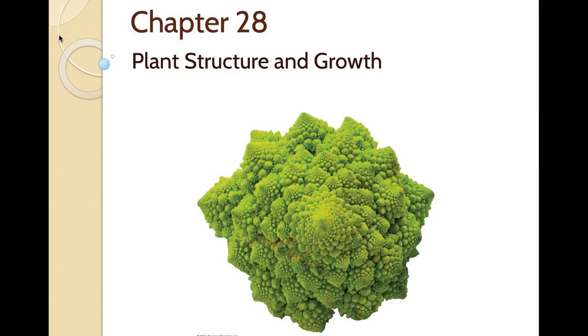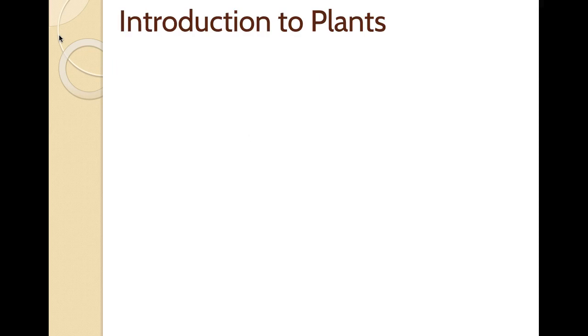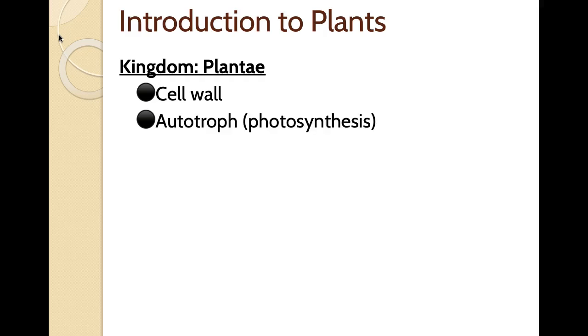Chapter 28 is about plant structure and growth. A quick introduction to plants. Of the 6 different kingdoms for classification, plants are in the Plantae kingdom. There are a few characteristics that make a plant part of this kingdom. First, their cells have a cell wall. Plants are autotrophs, which means that they undergo photosynthesis, and plants are also multicellular.